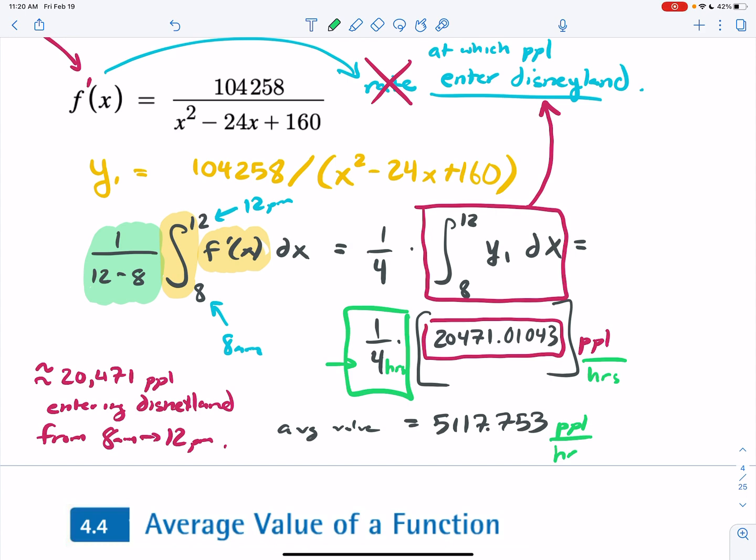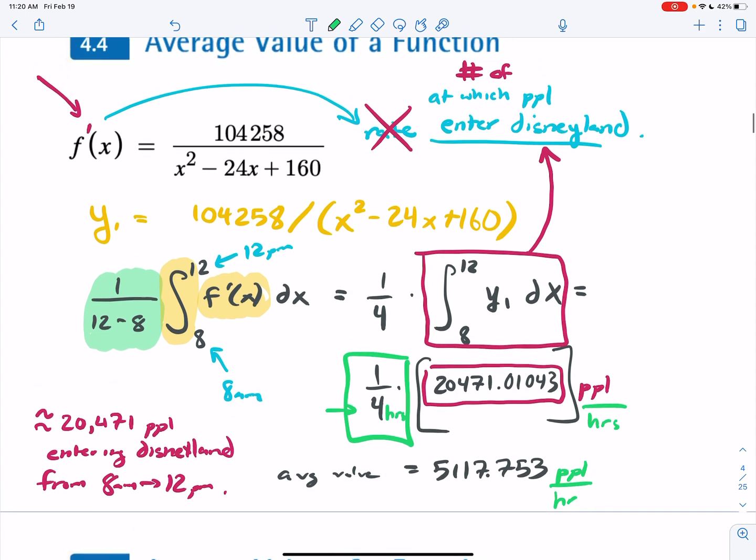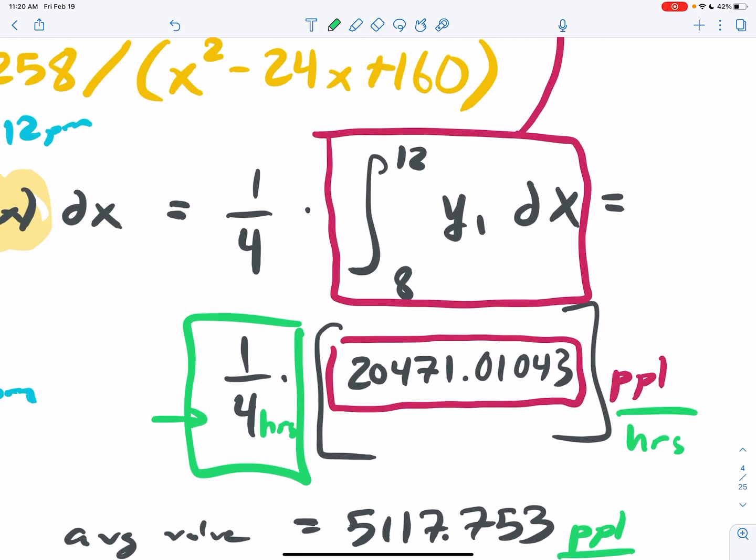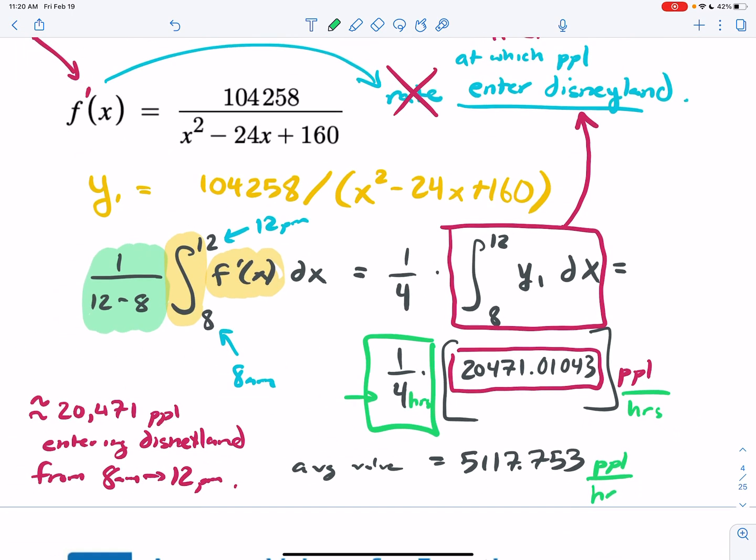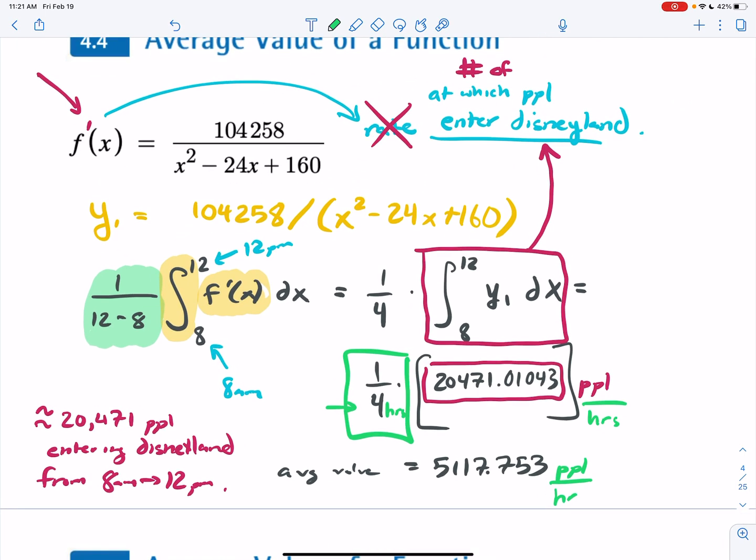Make sure you guys understand context, okay? So everything inside that red or maroonish box or rectangle here represents the total number of people entering the park. When we divide it by 4, we're finding out the average rate at which people are entering the park. Roughly 5,000 people are entering the park per hour. So again, context, all right? If you just integrate alone, that represents the number of people entering Disneyland. If you find the average value, that's how many people are entering Disneyland every hour. Okay? And that's it.